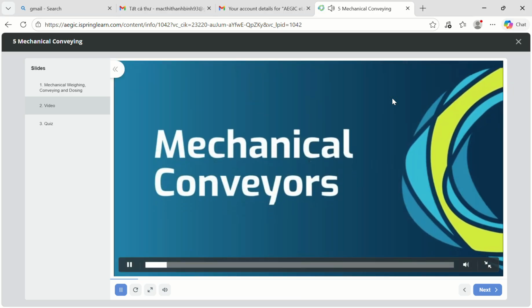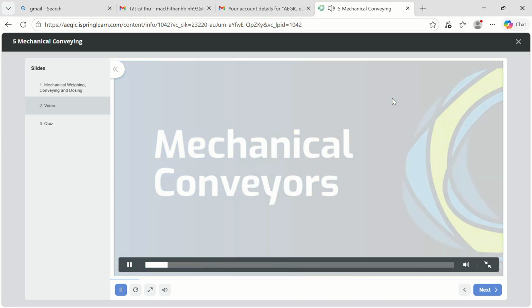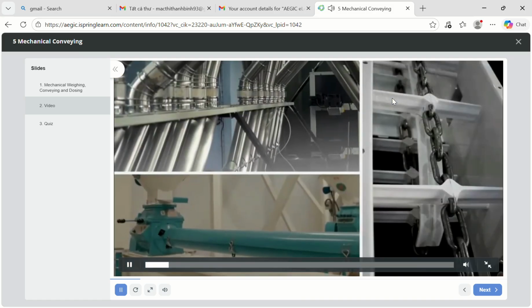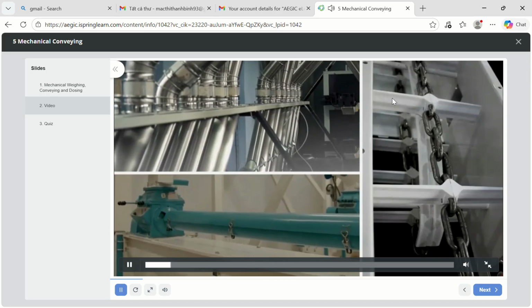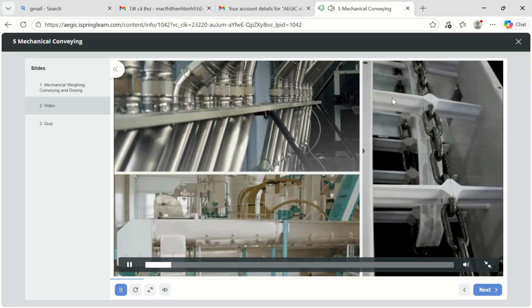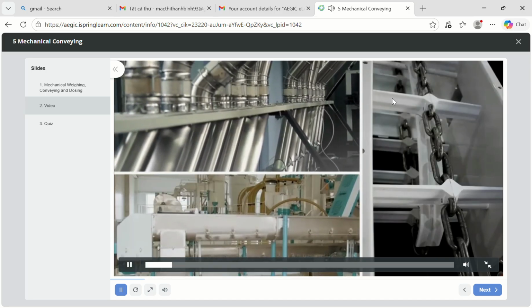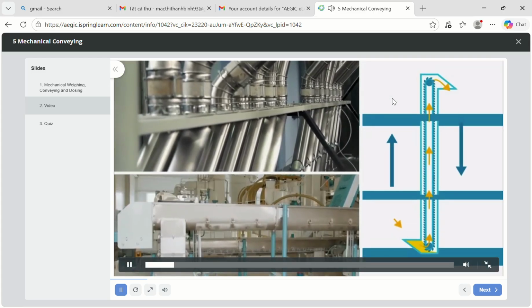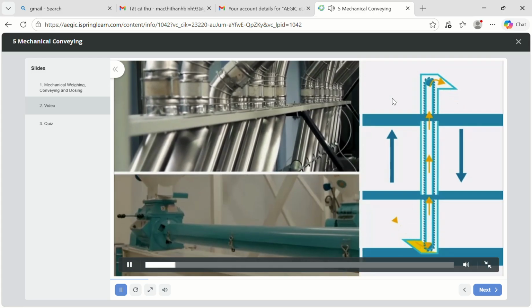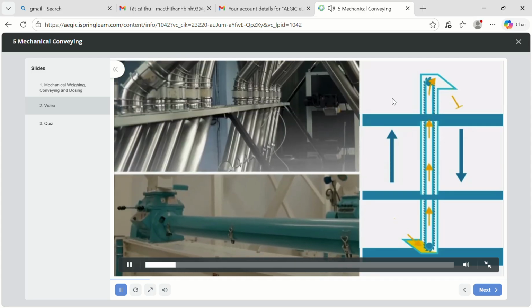Mechanical conveyors. There are several types of conveyors found in a mill. Each conveyor type is suited to different applications depending on the material conveyed, capacity, energy requirements, and accuracy.